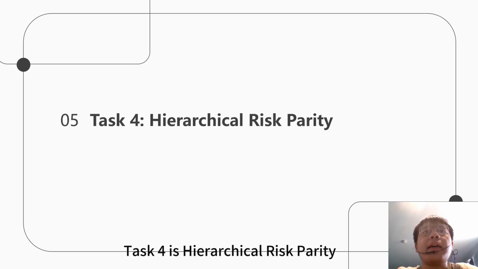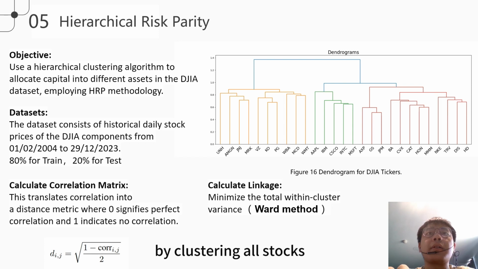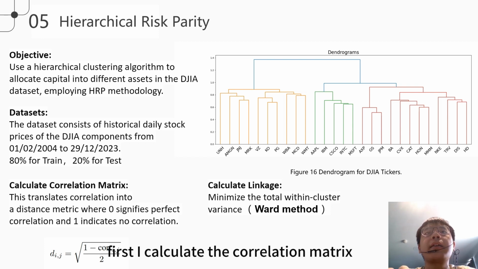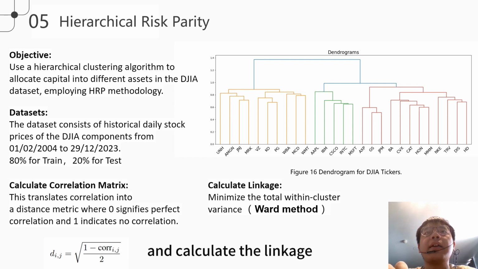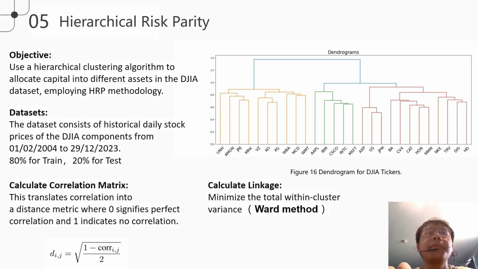Task 4 is hierarchical risk parity. This task uses hierarchical clustering to optimize the portfolio by clustering all stocks. I use 20 years of data with 80% for training and 20% for testing. First, I calculate the correlation matrix, then use the Ward method to quantify distance and calculate the linkage. The dendrogram in Figure 16 shows the clustering results, where tech companies clustered together in the green section.